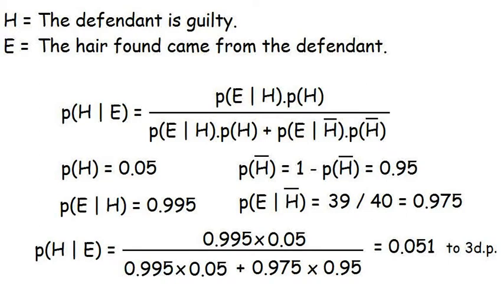Putting all these figures in the formula and cranking the handle gives 0.051 to 3 decimal places. That so-called key evidence barely made any difference to our level of belief that the defendant was guilty. The only correct course of action is to acquit.